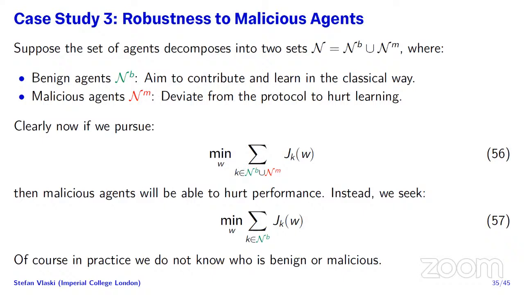And then benign agents are going to be denoted by this calligraphic NB, and their aim is to contribute to learning, right, in the classical way, let's say. So just to keep things simple, we're going to ask them to perform a consensus optimization problem. But we don't want to solve the consensus optimization problem over the set of all agents. We would only like to solve it over the set of agents which are non-malicious, right? So what you have here then is the average or the sum over the objective functions of the local agents, but only over the set of benign agents. And what makes this a difficult problem is that in general, you will not know who is malicious and who is benign, right?